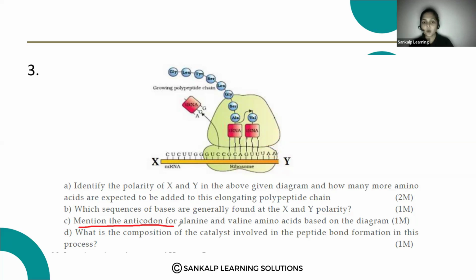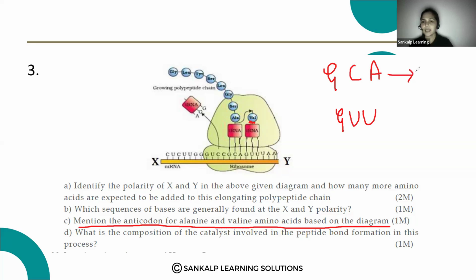Mention the anticodon for alanine and valine amino acids based on the diagram. Look, here alanine, that is having the codon GCA. Alanine, which is having the codon GCA, and valine. This is the valine that is having the codon GUU. So you should write the anticodon.